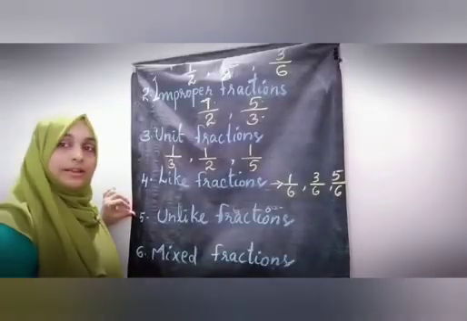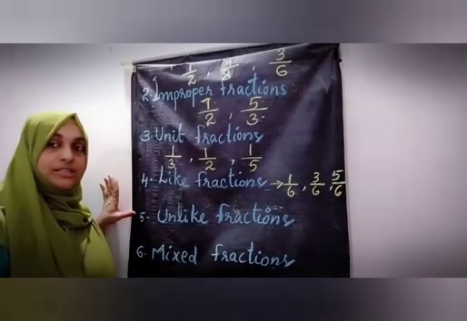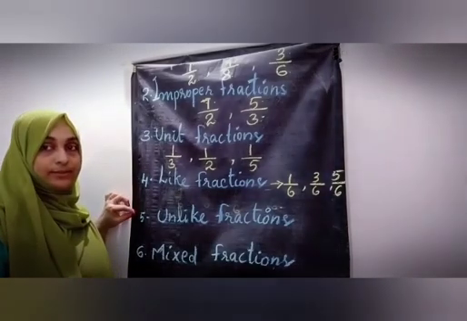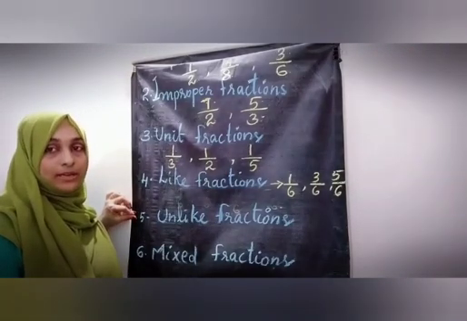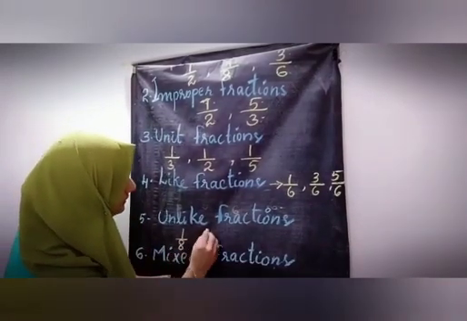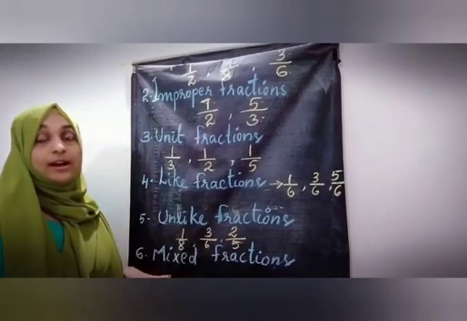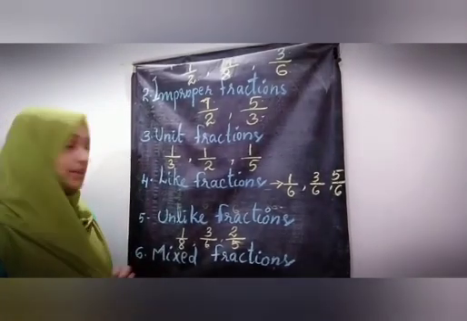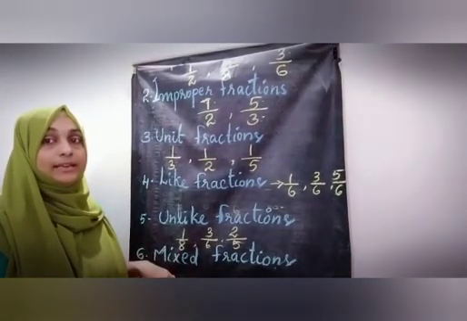Next one is unlike fractions. Fractions having different denominators are called unlike fractions. Example, 1 by 8, 3 by 6, 2 by 5, etc. are the examples of unlike fractions.